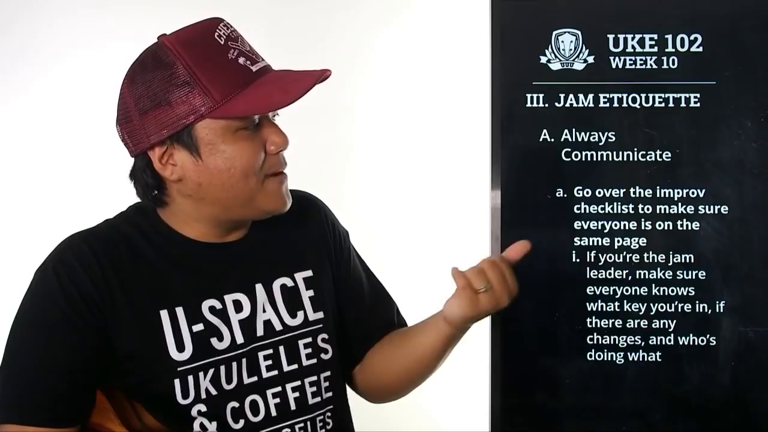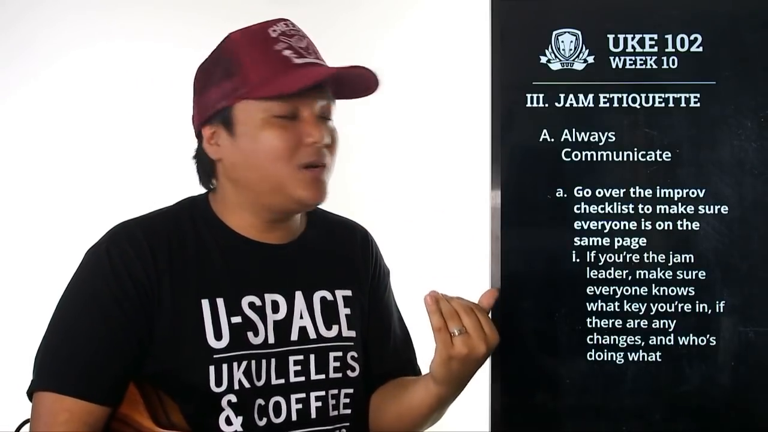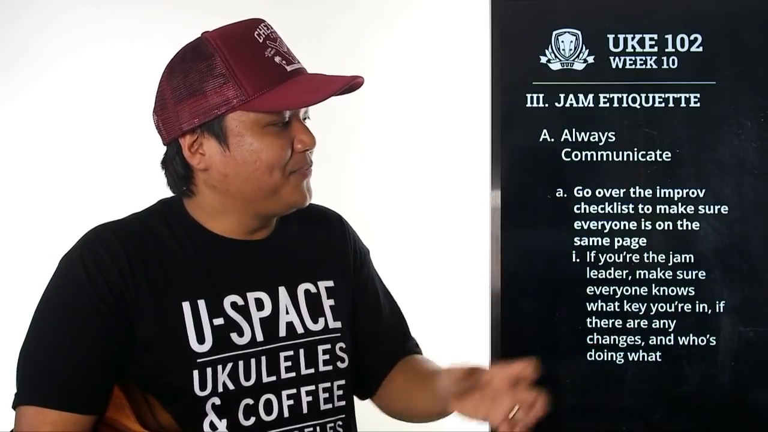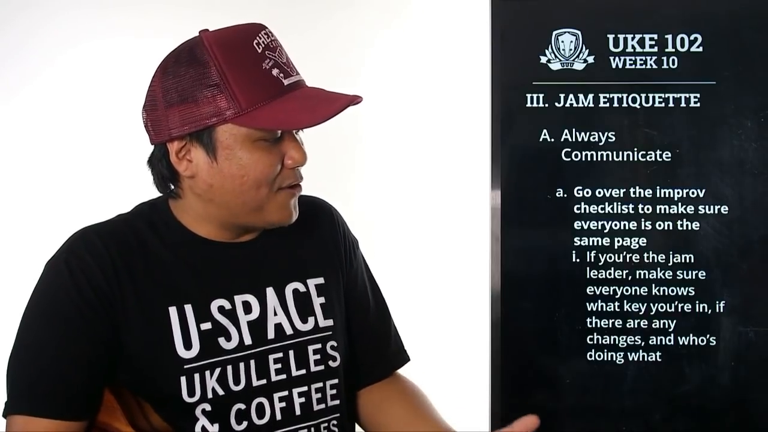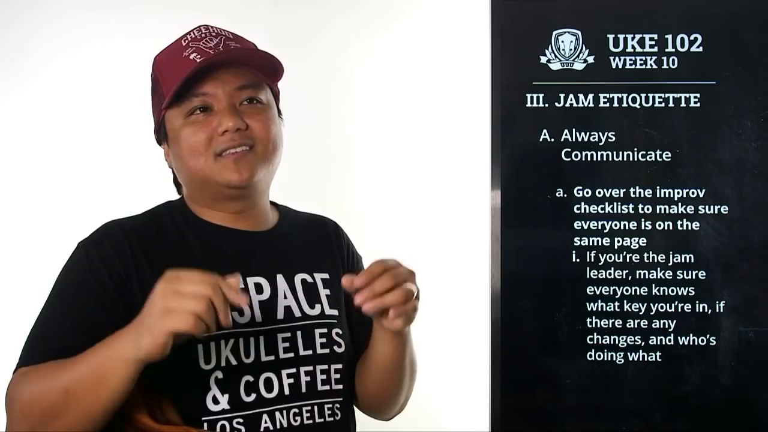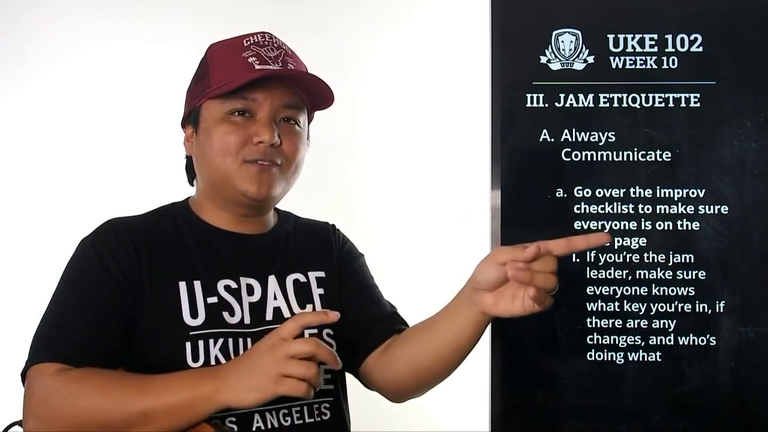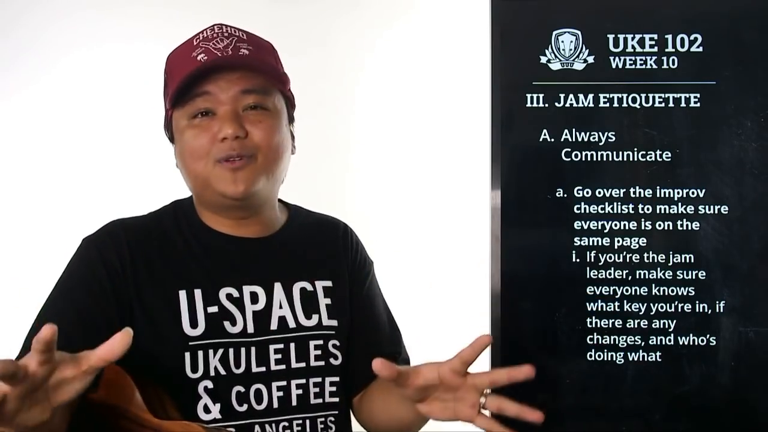So go over the improv checklist to make sure that everyone is on the same page. That checklist that we showed you earlier, go over those with the people you're jamming with. If you're the jam leader, make sure everyone knows what key you're in, if there are any changes, and who's doing what. So it's like, okay, we're gonna do this in this key, and here's the chord progression. You take the first solo after the first chorus. You take the solo after the second chorus. So everyone knows what they're doing.